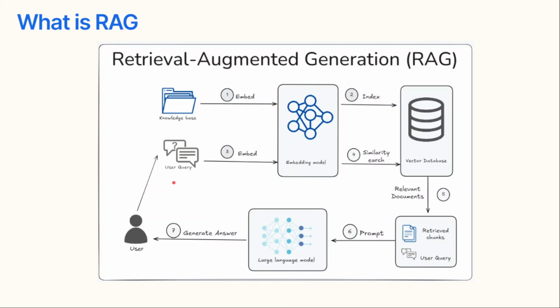Whenever a user asks a query, that query also gets converted into an embedding, or you can say vector format, using the same embedding model. Then we check which similar data is available in the vector database, and that retrieved chunk plus the user query combine to form a new prompt for the large language model, and then the large language model will generate the answer. This is the simplistic architecture of RAG.